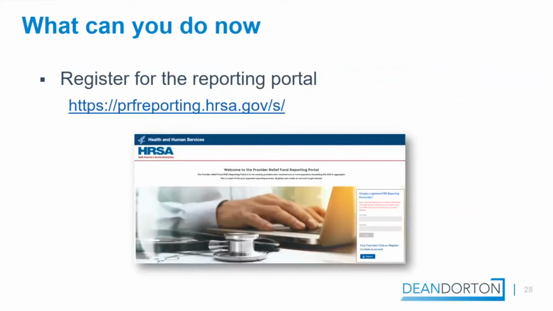What can you do now as it relates to getting ready for your reporting requirements? You can register with the reporting portal. HHS and HRSA are recommending you go ahead and get registered so you understand how to use the system. We have included a link here to where you can go and register for the portal.